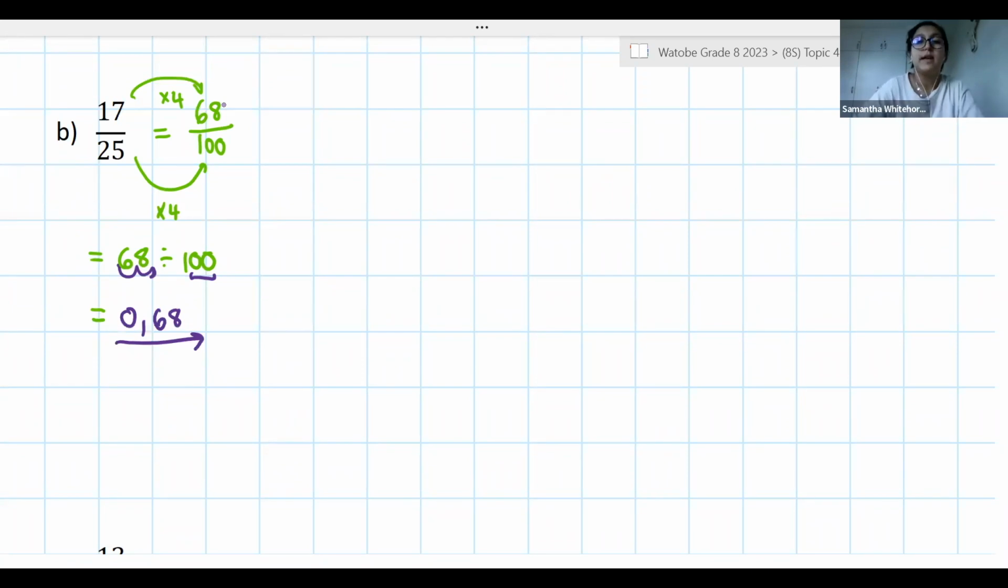Now again, grade 8, you can use your calculator to double check yourself. So if I type on my calculator 17 over 25, my calculator automatically gives me the fraction version of my answer. Can't see my face anymore. This could be a bit of a problem. If I now push that SD button, it will give me 0,68. And so I've done this question correctly because I've got the same decimal. So again, use your calculator to check yourself, but show all of your working out.